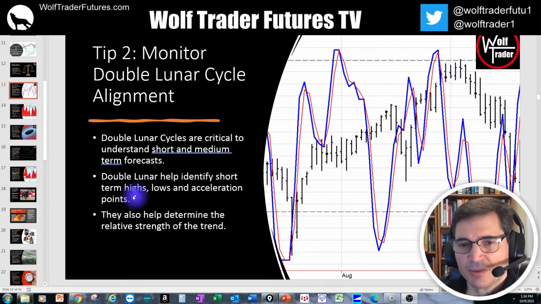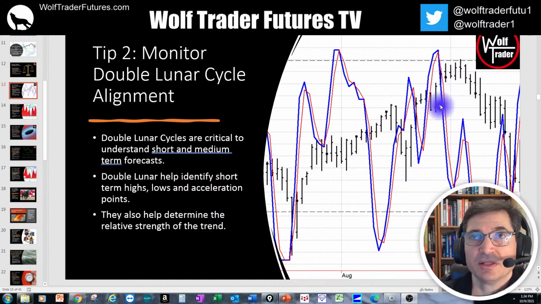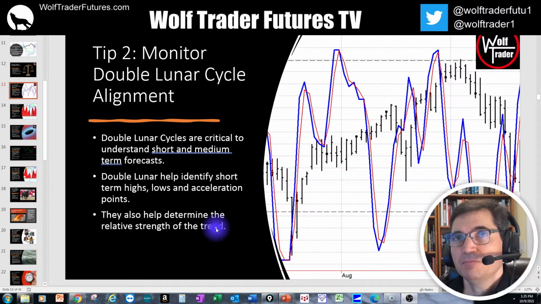So this helps determine short-term highs, lows, and acceleration points. If you are declining when this double lunar cycle goes down, the market tends to accelerate even faster. That would be what I would call an acceleration point, or also the relative strength of the trend. If the market is resisting it, the trend is strong in the other direction. If it's moving with it, it tends to move faster, like I said with the acceleration points. So just something to think about, but this is a tip.